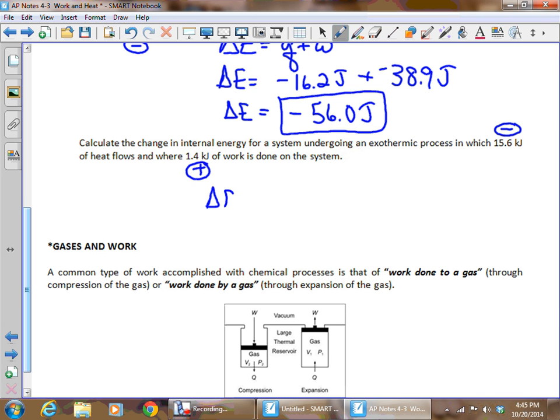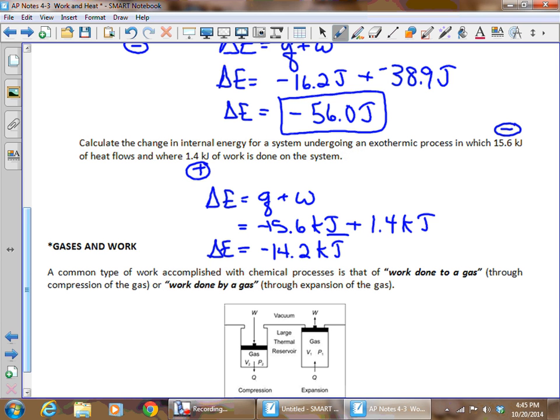So delta E is equal to Q plus W. Our Q value, negative 15.6 kilojoules, and our work value, positive 1.4 kilojoules. We end up with a change in internal energy of negative 14.2 kilojoules. So not a difficult calculation, just have to keep track of what's positive and what's negative on the values that it gives us.